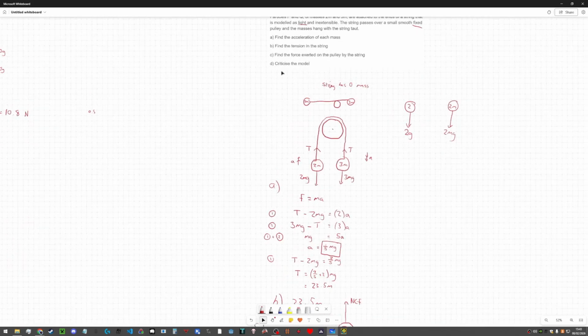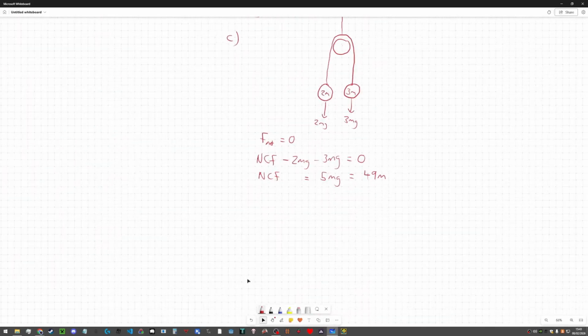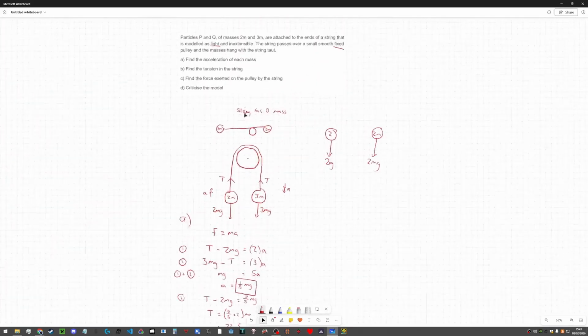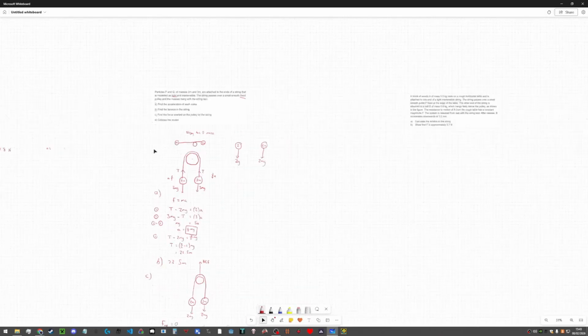And as question D, criticize the model. This, you can really pick just about anything. I'm going to go for the string is unlikely to have 0 mass. Now, it's one of the assumptions we made at the start and is fairly unrealistic since all strings have some mass.